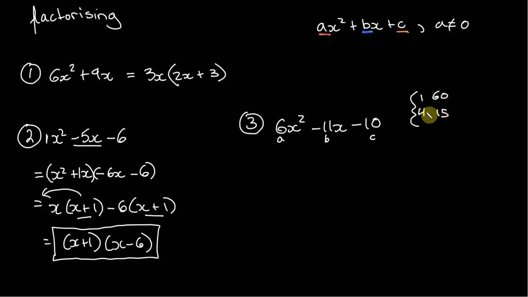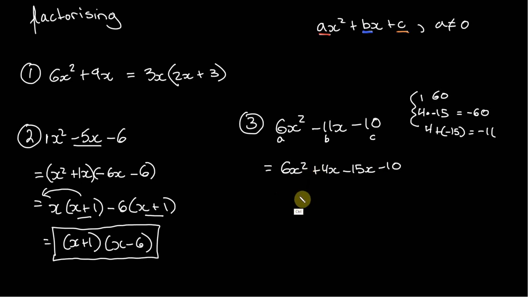4 and 15, right? That's going to equal negative 60. But it also has to add to minus 11. So if this is a negative 15, then 4 times negative 15 will equal negative 60. 4 plus negative 15 will also equal negative 11. So these are our two terms, 4 and negative 15. So we can rewrite this then as 6x squared plus 4x minus 15x minus 10.